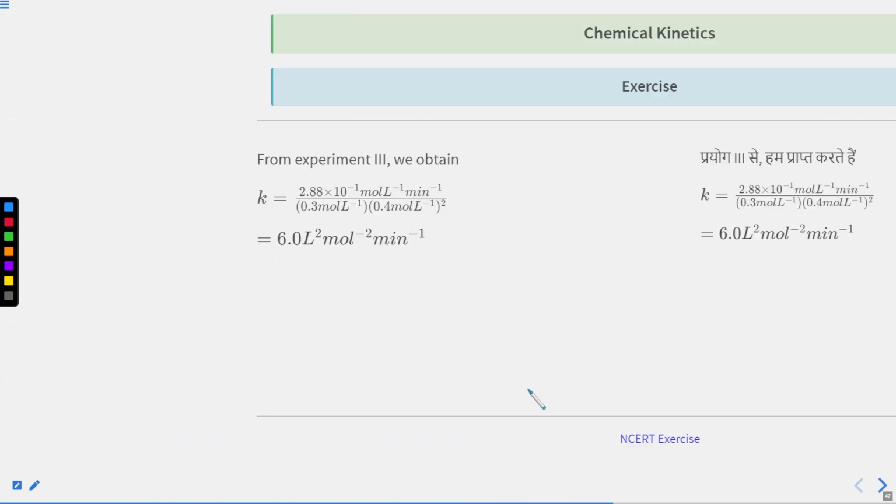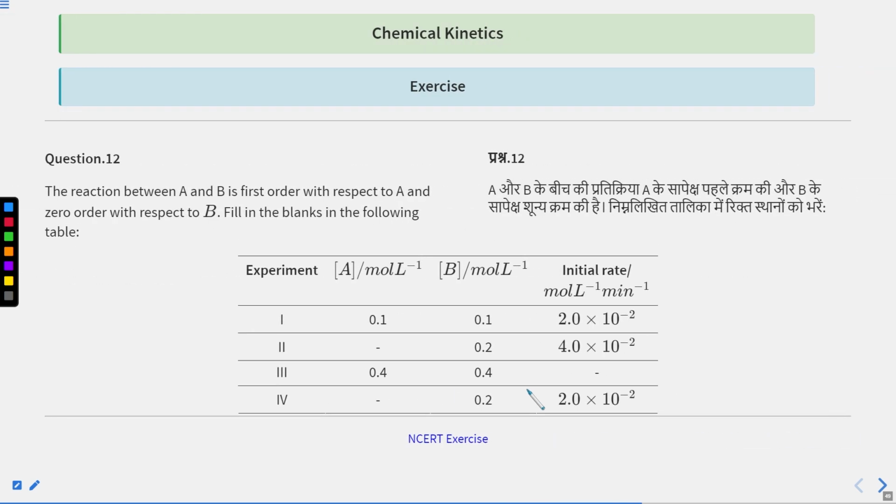Next question. So this is our last question. We will do the rest of it in the next class. So this question says that the reaction between A and B is a first order reaction with respect to A and zero order reaction with respect to B. So we have to fill this blank, right? First is given completely. Second, I'm directly writing the rate expression.